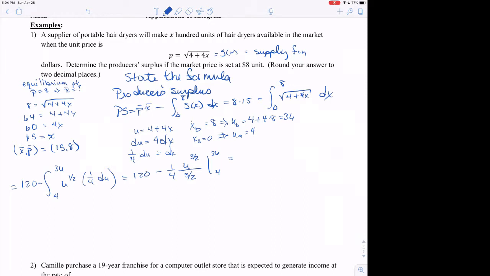Okay, so I'm going to go over here. I'm going to show you that 1/4, and that's going to be times 2/3. So this becomes 1/6. So that's 120 minus 1/6, and that's a 6, not a u. And that's going to be the square root of 36 cubed minus the square root of 4 cubed, which is going to be 120 minus 1/6. The square root of 36 is 6.